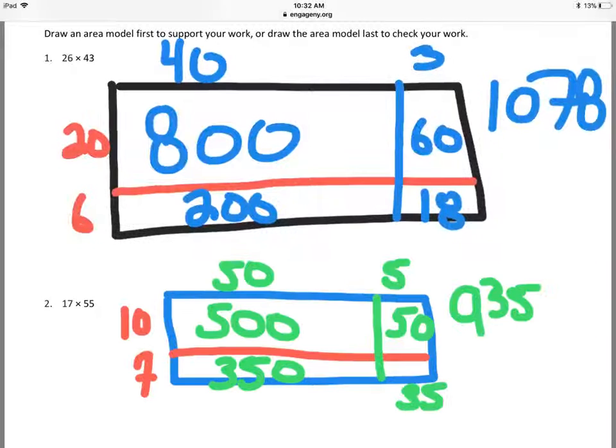Now the next one I'll let you guys do on your own, and then I will put up the answer. Okay, and this is the answer. So, as you can see, we have to separate the 17 into 10 and 7, separate the 55 into 50 and 5, and then we multiply according to the sections, as 50 times 10 is 500, 50 times 7 is 350, 5 times 10 is 50, and 5 times 7 is 35, and it all adds up to equal 935.